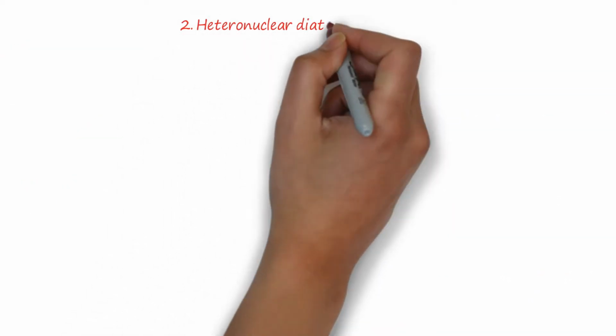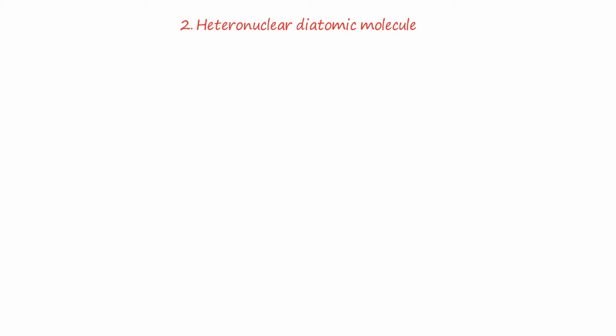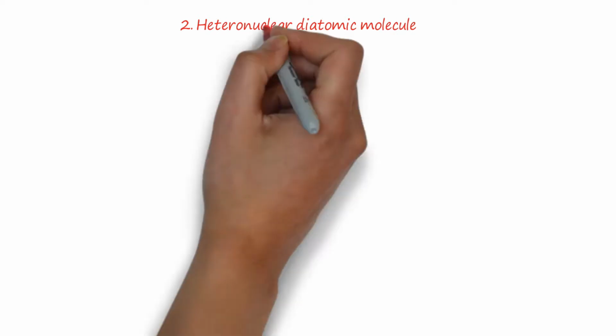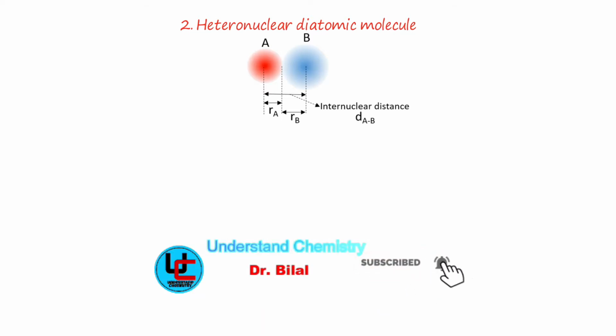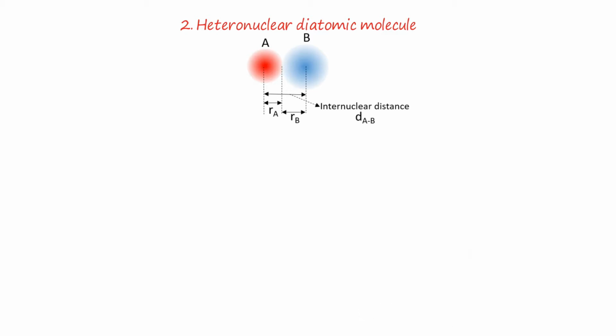Now let us talk about heteronuclear diatomic molecules. Heteronuclear diatomic molecules are formed when a covalent bond is formed between two unlike atoms. Examples of such molecules include HCl, HBr, and HI.